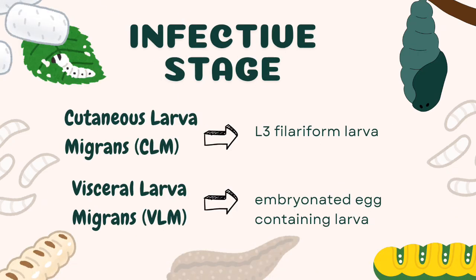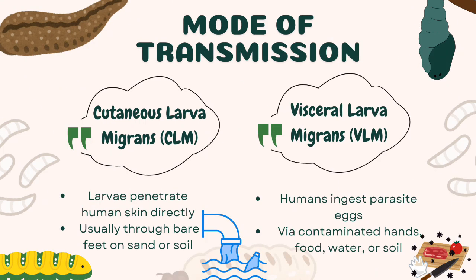Now, here's an important point. For cutaneous larva migrans, the infective stage is a larva that can penetrate the skin. For visceral larva migrans, infection happens when a person swallows parasite eggs, often without realizing it. Cutaneous larva migrans usually happens when someone walks barefoot on contaminated sand or soil. Visceral larva migrans happens when eggs enter the body through contaminated hands, food, or water.